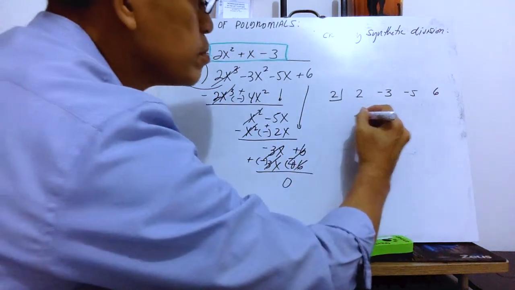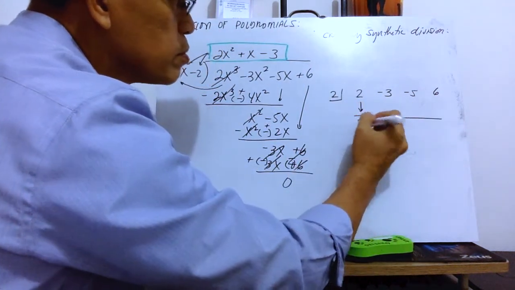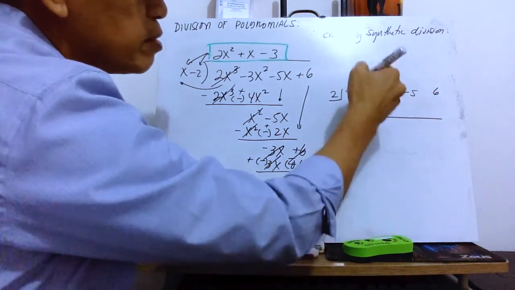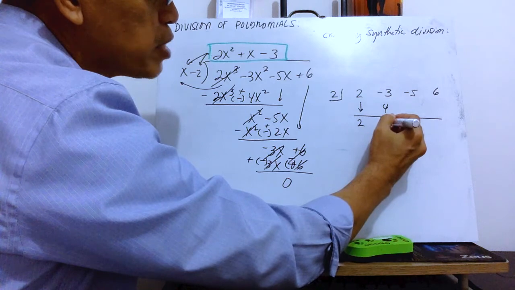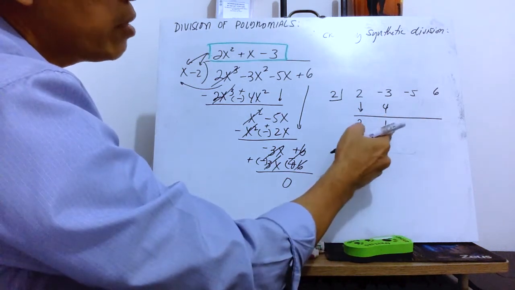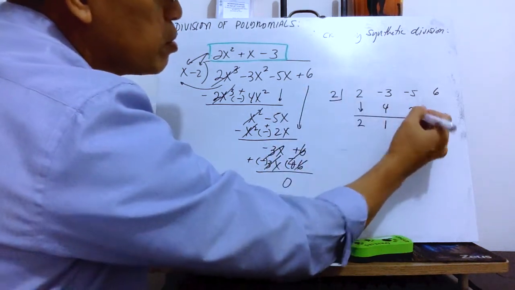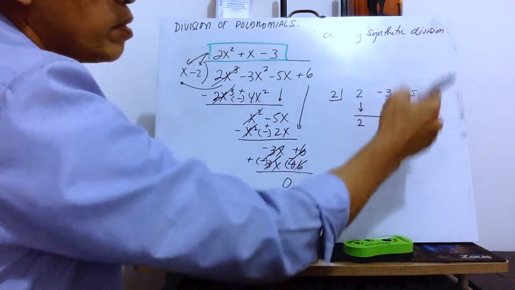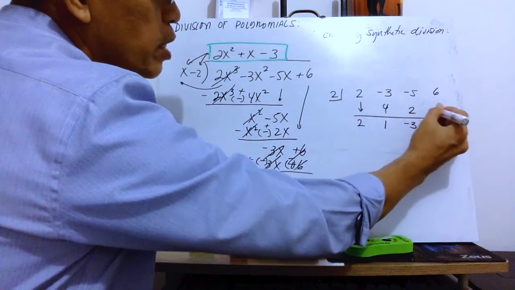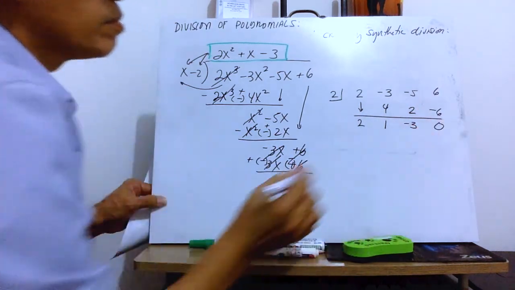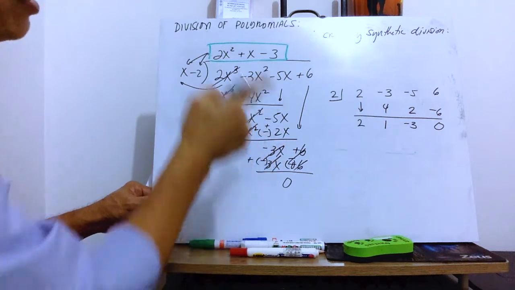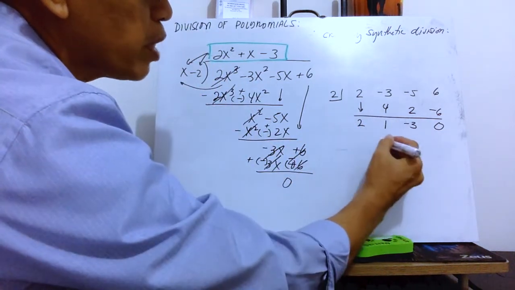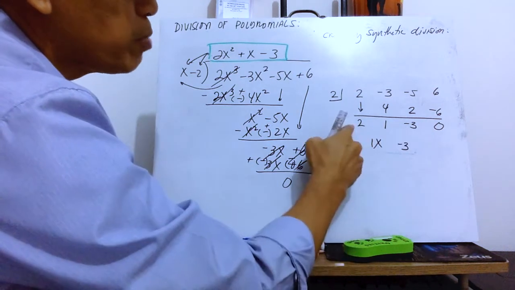All right. Bring down the first term. Multiply. 2 times 2 is 4. Add. Negative 3 plus 4 is positive 1. Okay. Multiply again. 1 times 2 is 2. Negative 5 plus 2, that's negative 3. Negative 3 times 2, negative 6. Cancel, 0. And those are the coefficients of our answer. This becomes a constant. This becomes the x term. This becomes the x squared term.